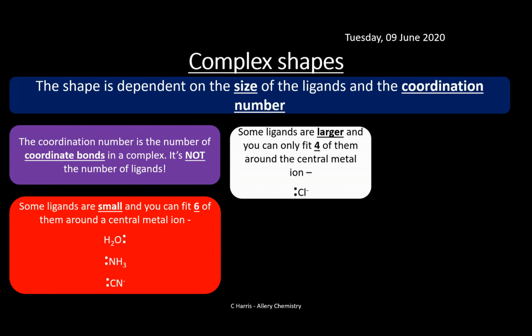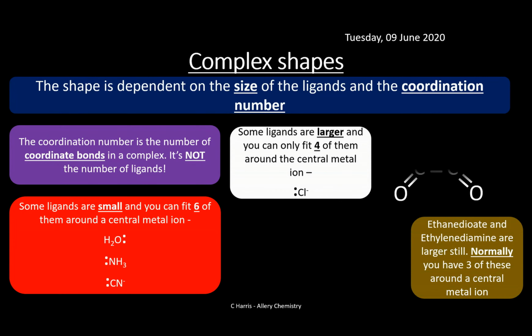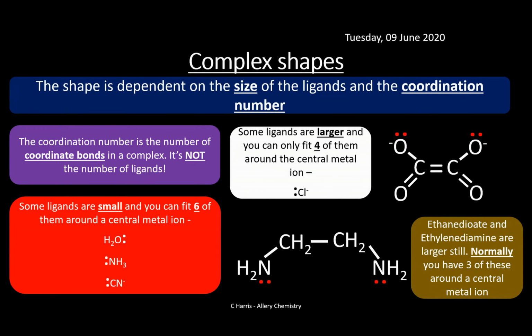And finally, the other ones are your bidentate ligands, such as ethanedioate and ethylenediamine as well. These are larger again, as you can see, they're a bit more bulky, and normally we can only fit 3 of these around the central metal ion. So these are like fatter pigs trying to squeeze around this trough. We can only fit 3 of them around the metal ion.